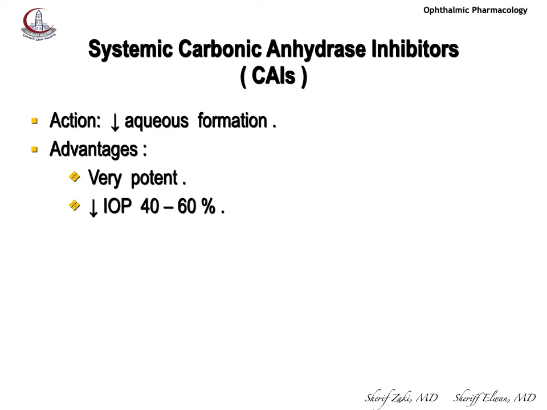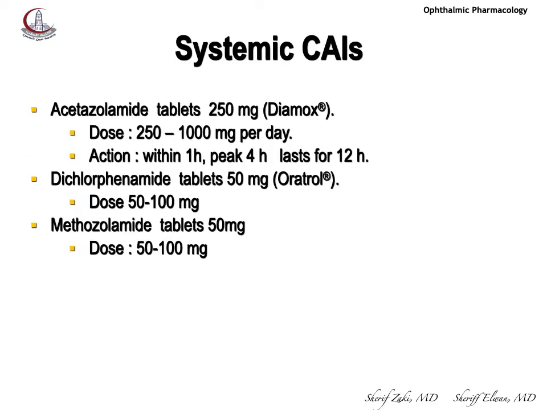Systemic carbonic anhydrase inhibitors, that is taken orally or parenterally, have the action of decreasing aqueous formation and have the advantages of being very potent, decreasing the intraocular pressure by 40 to 60%. The preparations are acetazolamide tablets, 250 milligram, commercially Diamox, dichlorphenamide tablets of 50 milligram, known under the trade name of Daranide, and methazolamide tablets of 50 milligram.